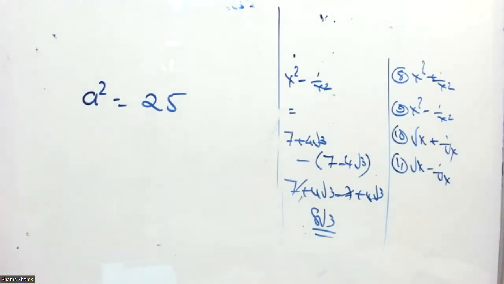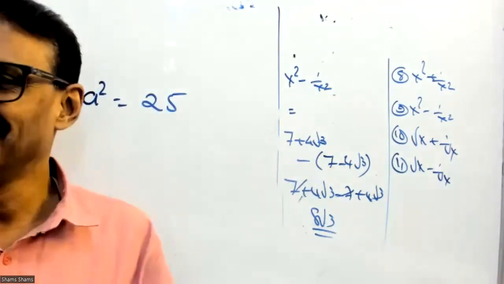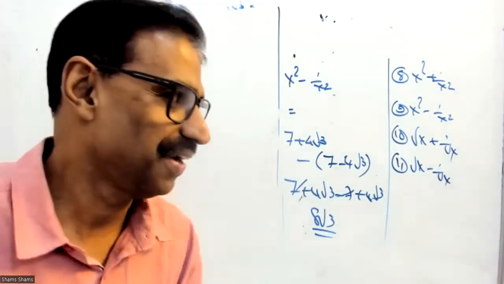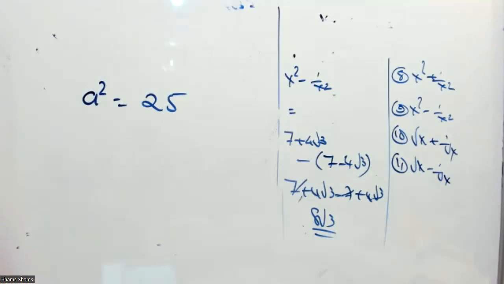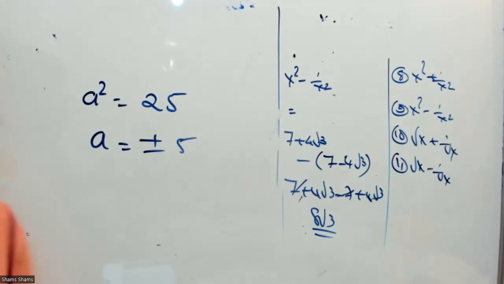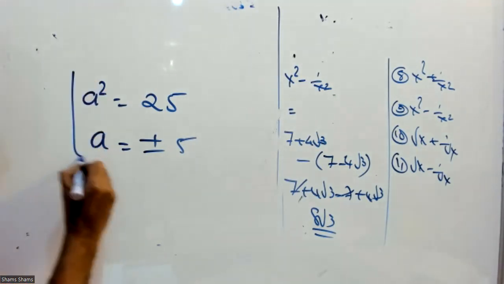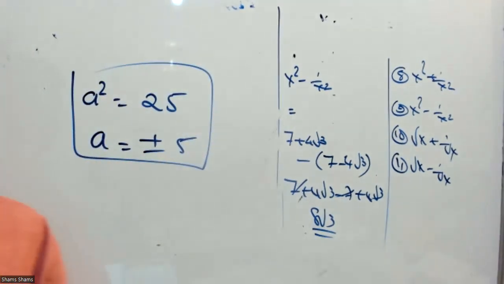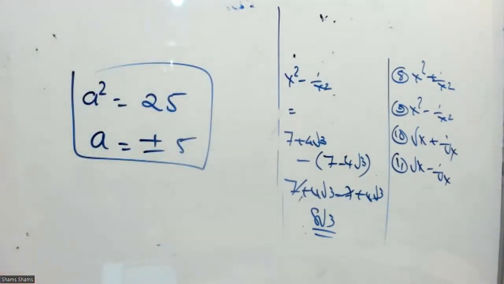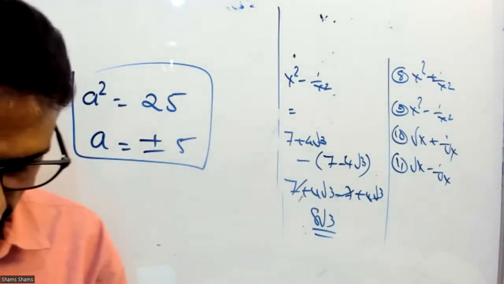Minus 5 into minus 5 is 25, no? Otherwise you're taking a lottery. So look here: a square equals 25 means a equals plus or minus 5. You can write it like this, in a box. a square equals 25, a equals plus or minus 5.